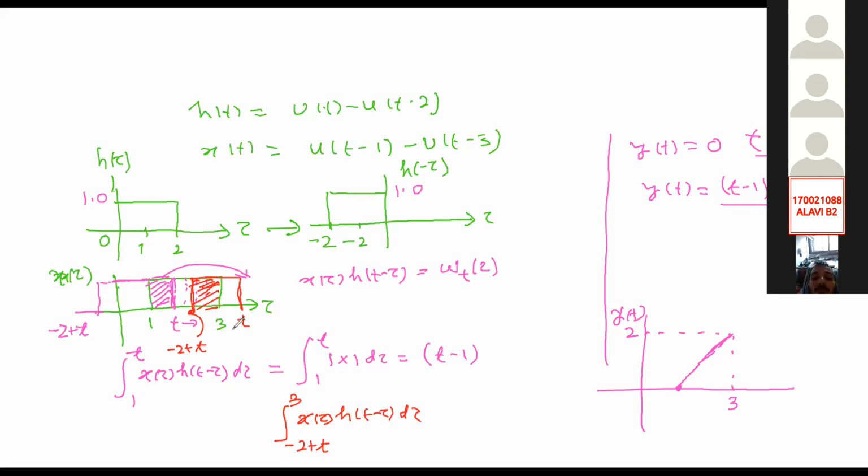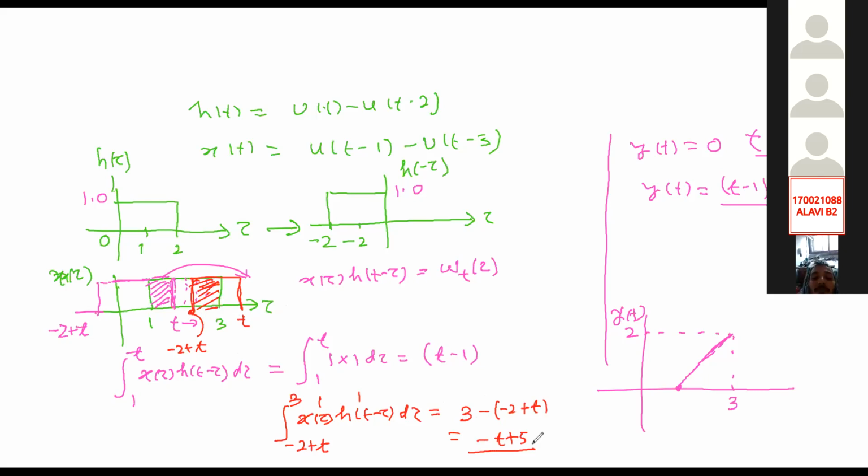If your t is greater than 3, then what will happen? It will be 0. Your red pulse will be slipping past, for example, your green pulse. No overlap will be there. Then what is the value of this integral? Because this is 1, this is also 1, your integral value would be equal to 3 minus minus 2 plus t, which is equal to what? Minus t plus 5, isn't it?